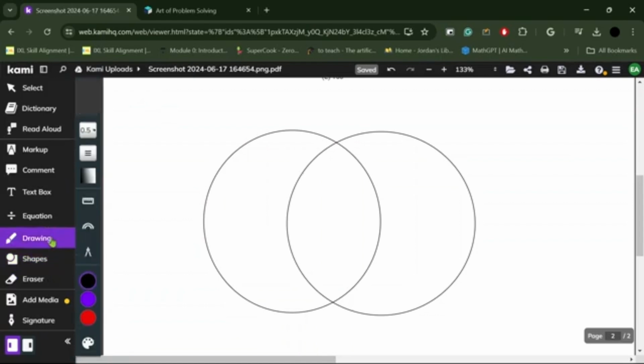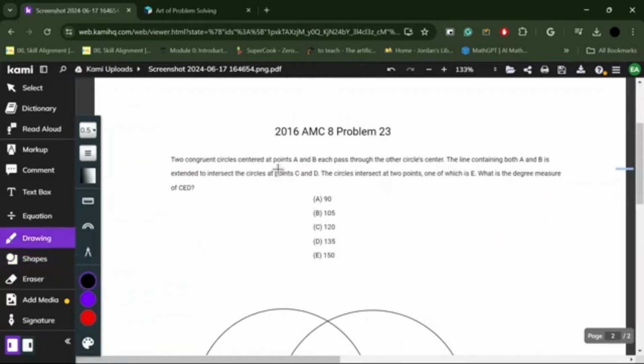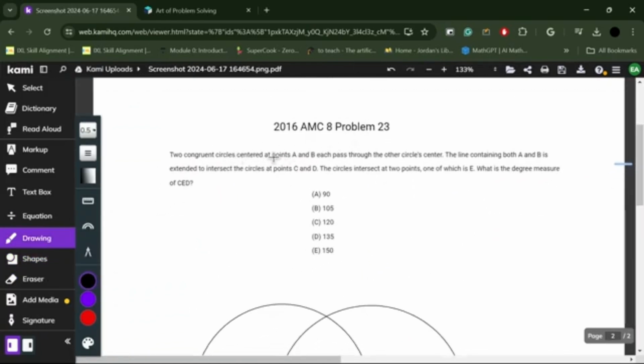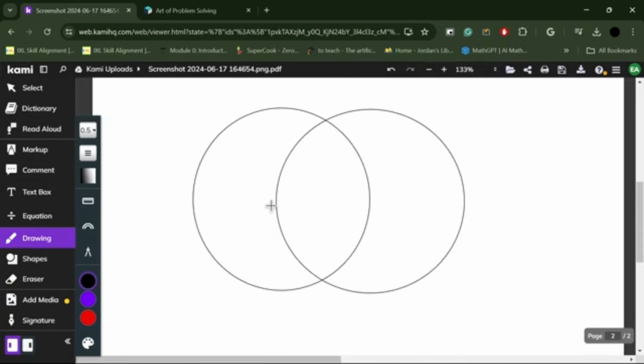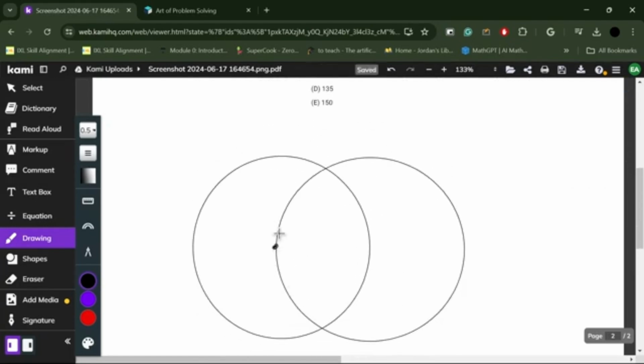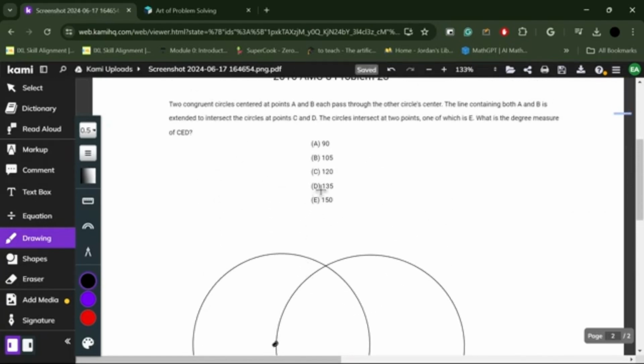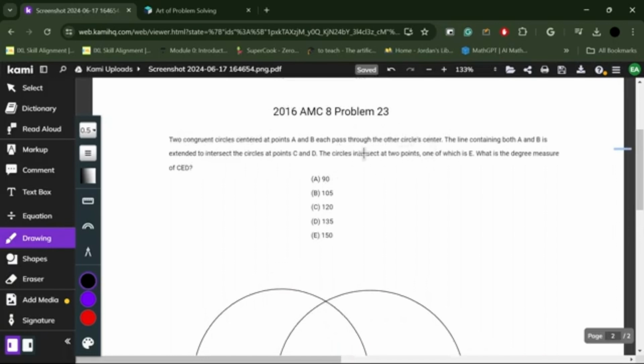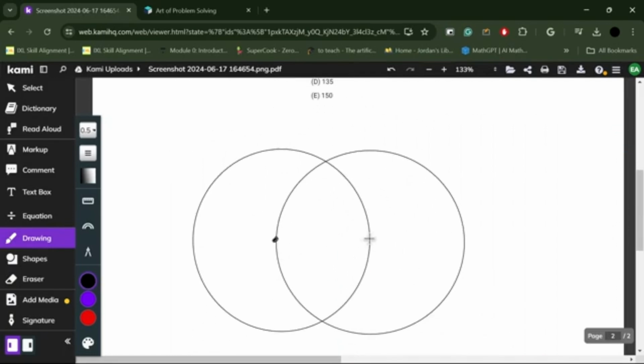We're going to start labeling. We can see that they're both centered at points A and B. So this is the center, the first one. And we know because it looks like the center, first of all, and second of all, the circle is passing through. So we can go ahead, I'm going to label it in red actually. This can be A, right? And this can be B.